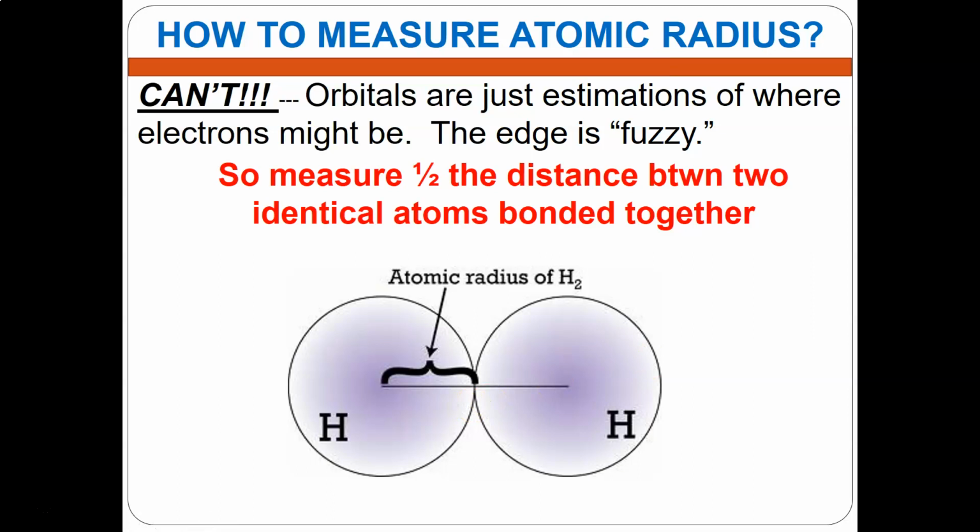It may not be perfect, but it is consistent, and that's something that's important, that we're working with numbers that we know will be true each time we do them. There are other ways to measure the radius, but this is kind of the classic way. This is the way that really shows that you understand that these orbitals are not tangible and that it makes a problem with measuring the radius.